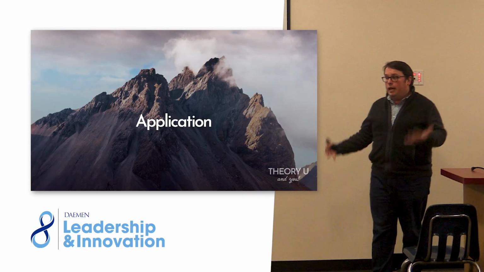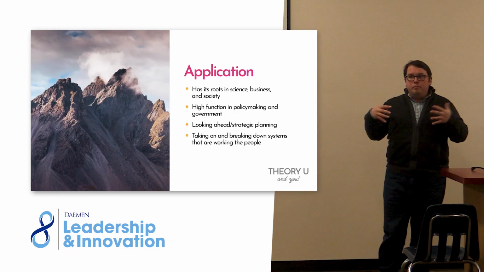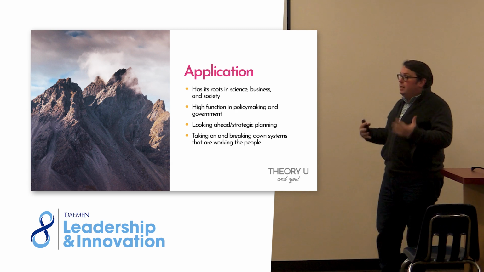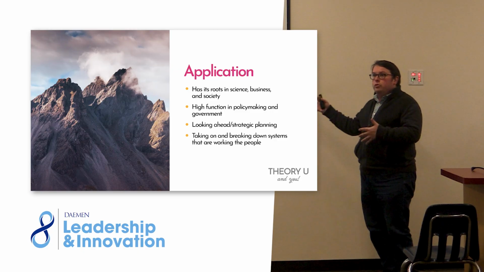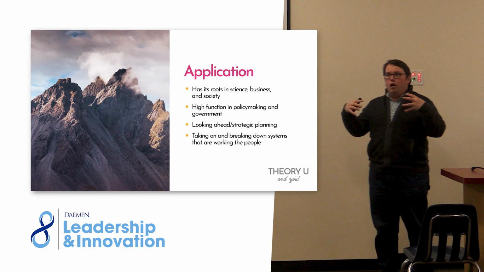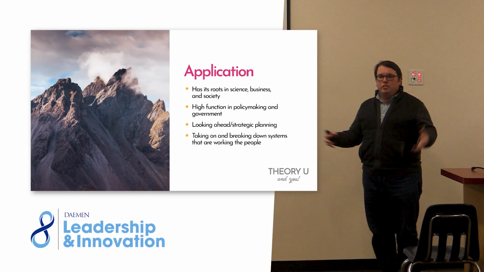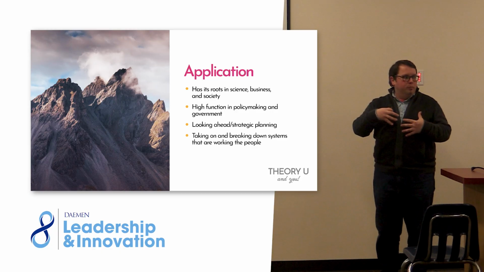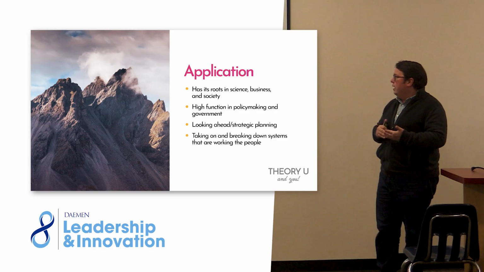So how do we apply this? Where are ways that we can see Theory U in action? Because of its roots at MIT, it has really strong roots in business, science, and society. But they've also talked about its importance in policymaking and government, because those are such system-based organizations where there's years and years of bureaucracy that can sometimes impede progress. So Theory U is a great way to break down barriers there.